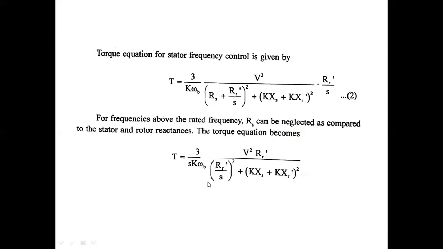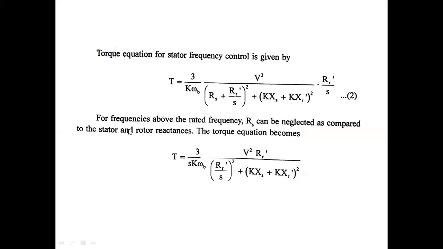That effect I write as T equals 3 by k into omega b, into V square divided by, these terms will not be affected, and the frequency-dependent part is now k into Xs plus k into Xr dash, whole square. So in general we write it like this.